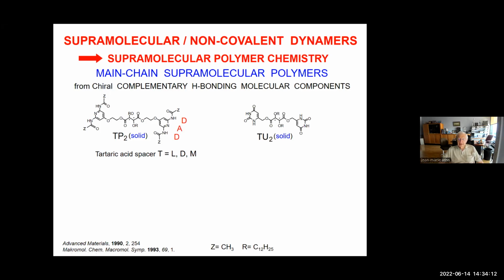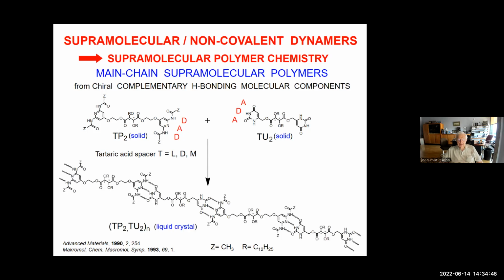The complement to this is this one, which you see here, where you have now a pattern which is acceptor, donor, acceptor. Of course, acceptor, donor, acceptor is the complementary group of this DAD. So if you now mix these two, the DAD and the uracil type, ADA, then you find that a long chain can form due to the formation of 3 hydrogen bonds, which links the monomers together. So it is a supramolecular chain.